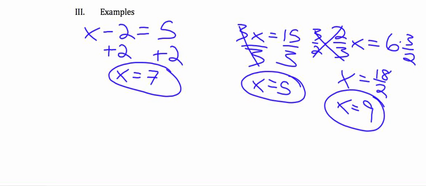This method over here for getting rid of a fraction times a variable is called multiply by the reciprocal. And when you multiply by the reciprocal, you're multiplying by that fraction flipped over, because anytime you do that, you'll always get a value of 1. So that's it. I think those fraction ones are the most complicated ones.